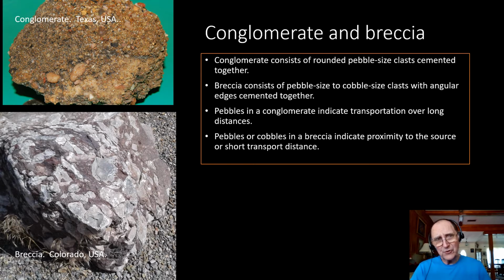As far as the pictures go, the one on top is a classic conglomerate with well-rounded particles that have been cemented together. This conglomerate is found in Texas. The picture on the bottom is a breccia with angular fragments, both cobble size and pebble size, that have been well cemented together. This breccia is from Colorado.